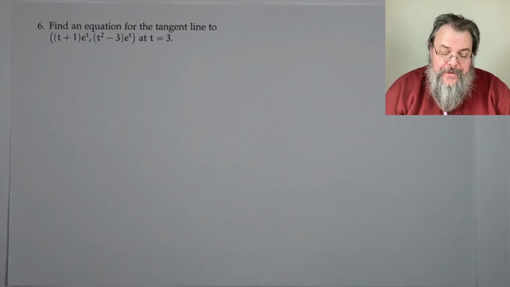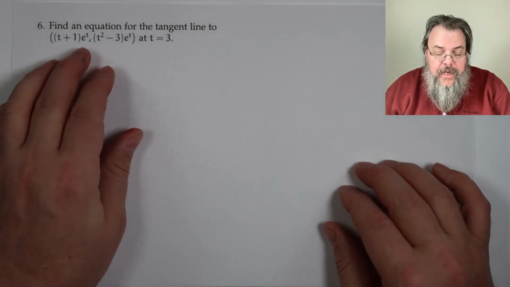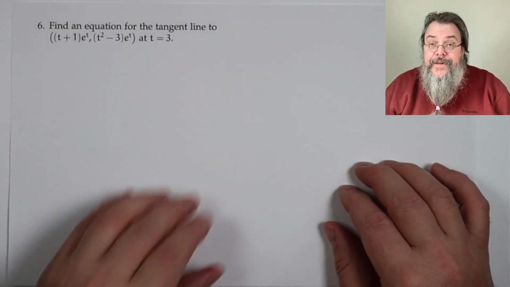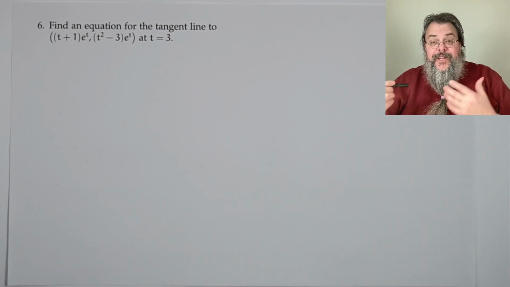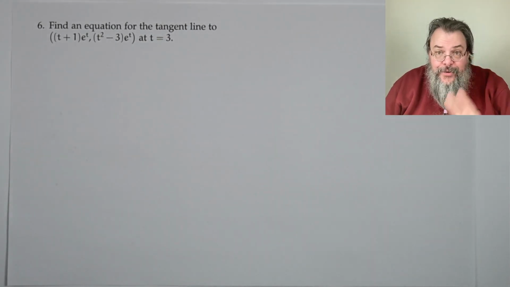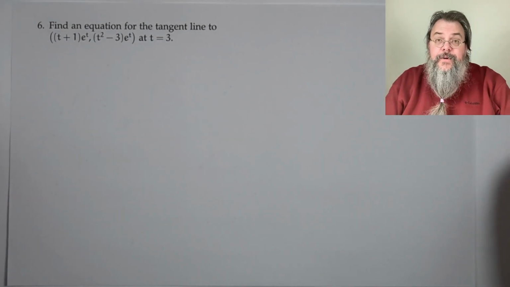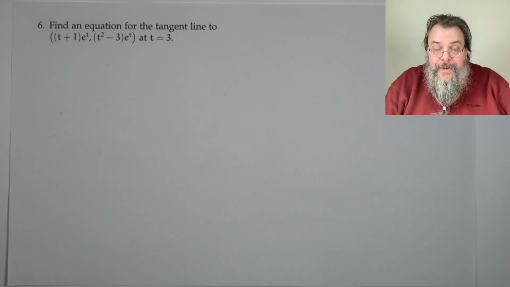Find an equation for the tangent line to x equals t plus 1 times e to the t and y equals t squared minus 3 times e to the t at time t equals 3. All right, so when you're after a tangent line, you need 2 pieces of information. So we're going to have to do 2 things. One thing is we need to have a point, and then we need to get a slope.